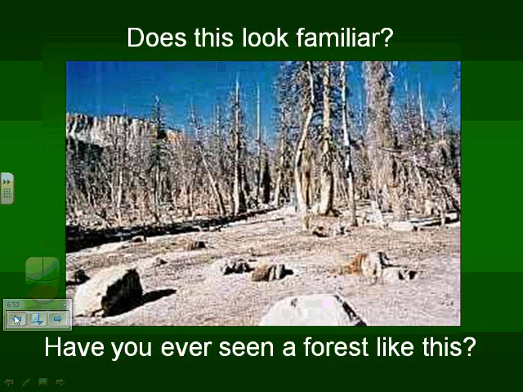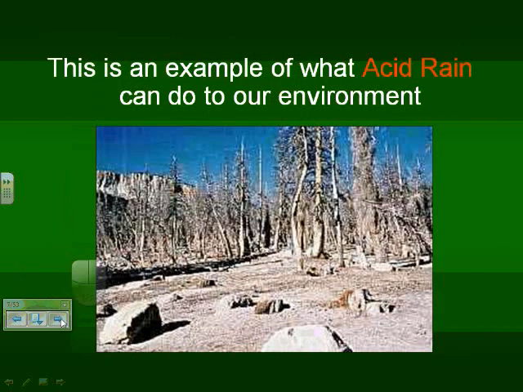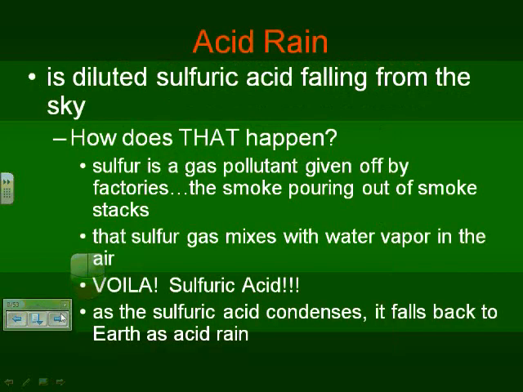So I want to know whether or not this particular picture looks familiar to you, whether or not you've seen any forests that look like this. This is an example of acid rain and the damage that acid rain can do to our environment. So exactly what is acid rain? Acid rain is sulfuric acid that's falling from the sky.